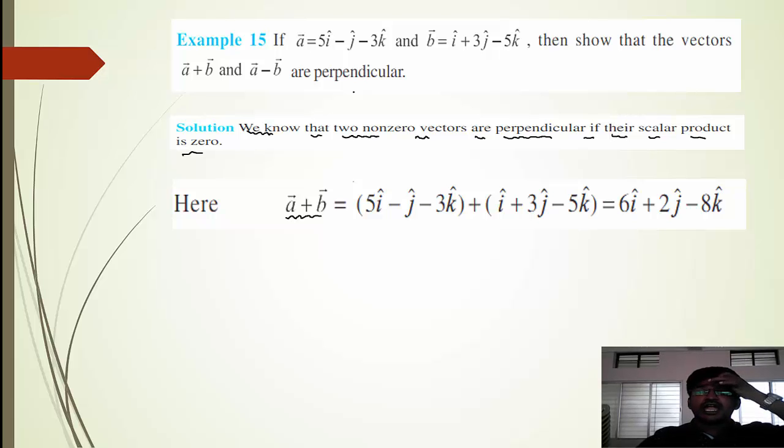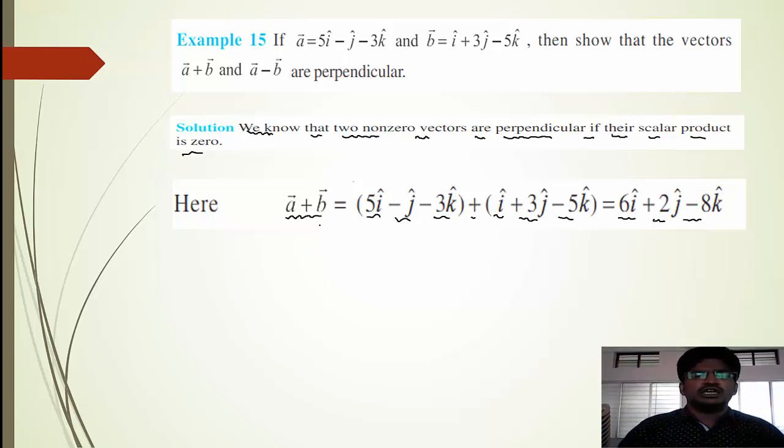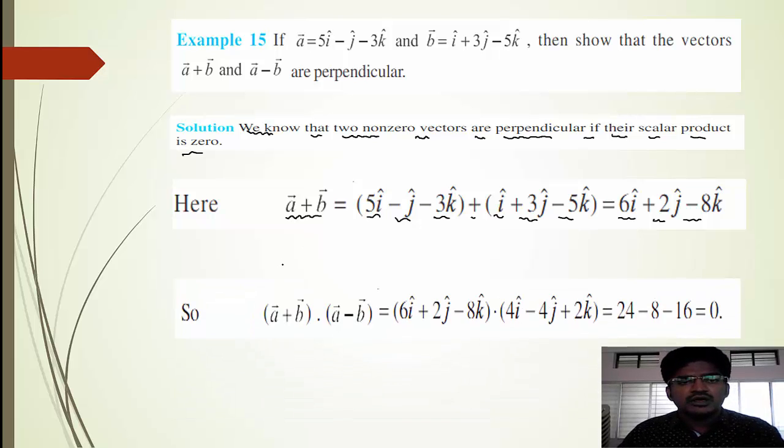So you have to add i cap and i cap. See here, 5 i cap plus i cap is 6 i cap. Minus j cap plus 3 j cap will be plus 2 j cap. Minus 3 k cap minus 5 k cap will be minus 8 k cap. Clear? So this is vector A plus vector B.